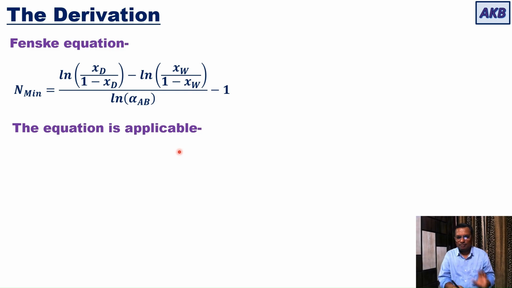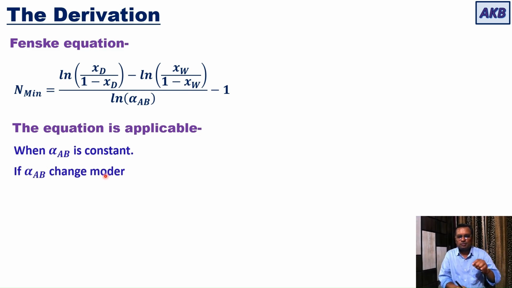This is one thing, because we have got this equation by using the definition of relative volatility, which was obtained for ideal systems. The other thing that you have to note over here is this equation is applicable when alpha AB is constant. This is the first thing.